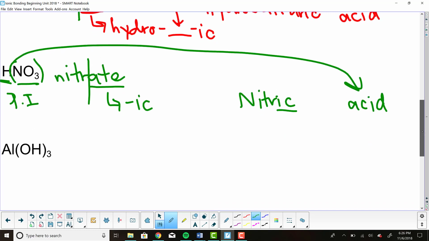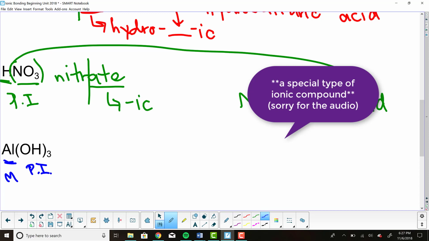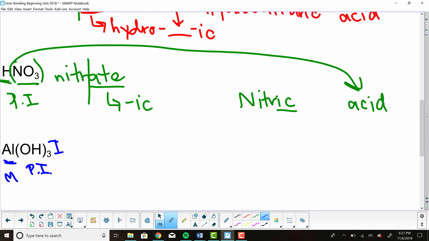My next example, I'm just going to do Al(OH)3. Again, my first step, I need to figure out what kind of compound I'm talking about here. So I look at Al, and I'm like, okay, that's a metal. OH3, that's a polyatomic ion. But this is a specific type of ionic compound. OH tells me that I have a base. And we're going to name them just as we name other ionic compounds. So when we do name these ionic compounds, we always just write the name of the cation first.